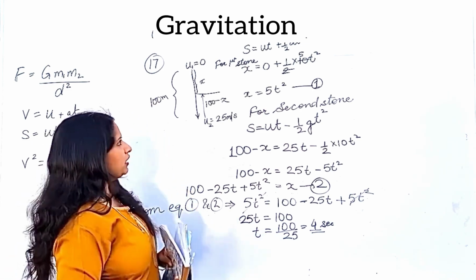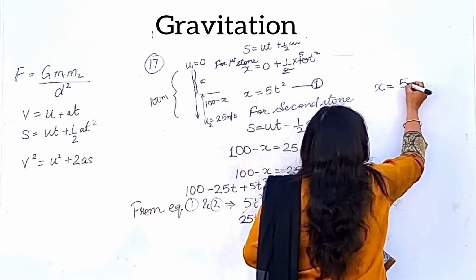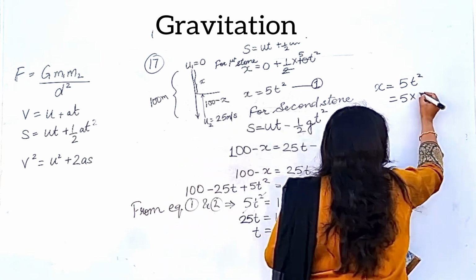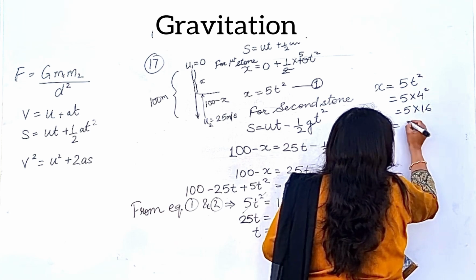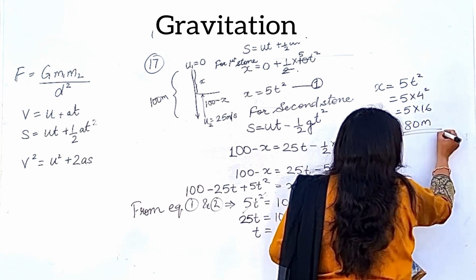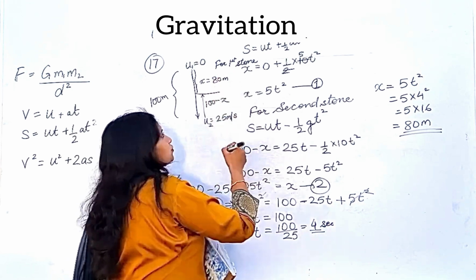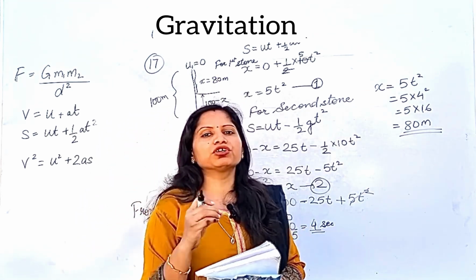And where are they going to meet each other? Let's see. Find out the value of x. So x we know that it's 5t square. So 5 into, what's the value of t? 4. 4 ka square. It's 5 into 16 and that will make it 80 meters. So x is 80 meters. So the two stones are going to meet each other at a distance of 80 meters from the top.